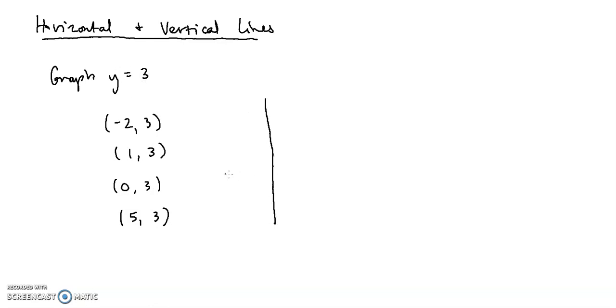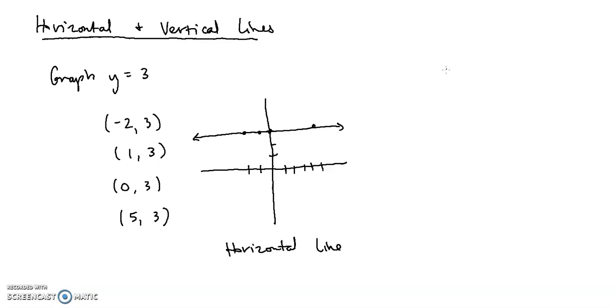So let's look at what that looks like. Okay, so I've got (-2, 3), (1, 3), (0, 3), (5, 3). Okay, you see how that works? That makes a horizontal line. Okay, so if you have Y equals a number, that's always going to give you a horizontal line. So we don't have to plot the points. That's just to help you keep the difference between horizontal and vertical. Don't get them backwards. Let's say we want to graph Y equals -4.